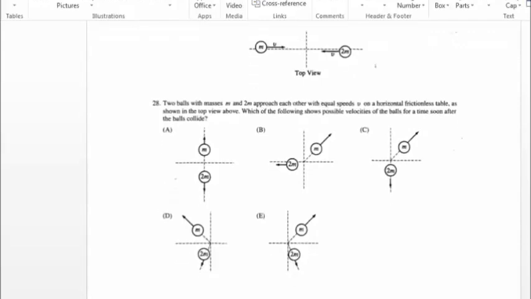Two balls with masses m and 2m approach each other with equal speeds v on a horizontal frictionless table as shown in the top view above. Which of the following shows possible velocities of the balls for a time soon after the balls collide?